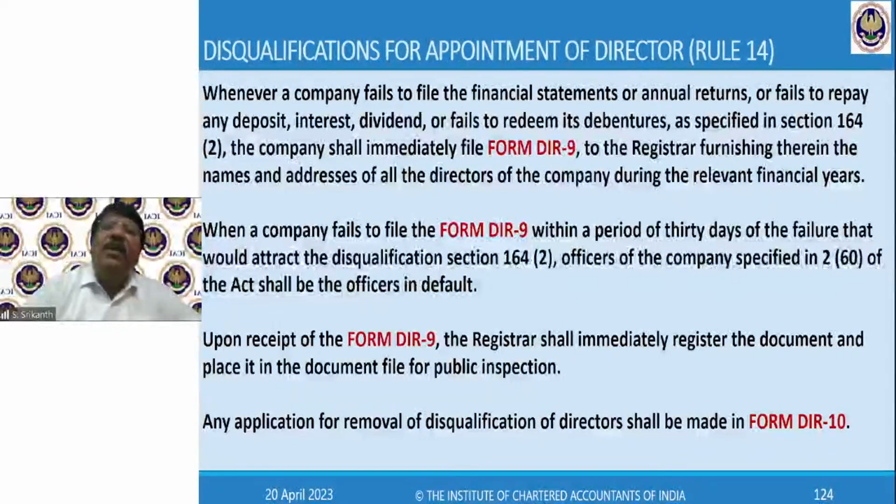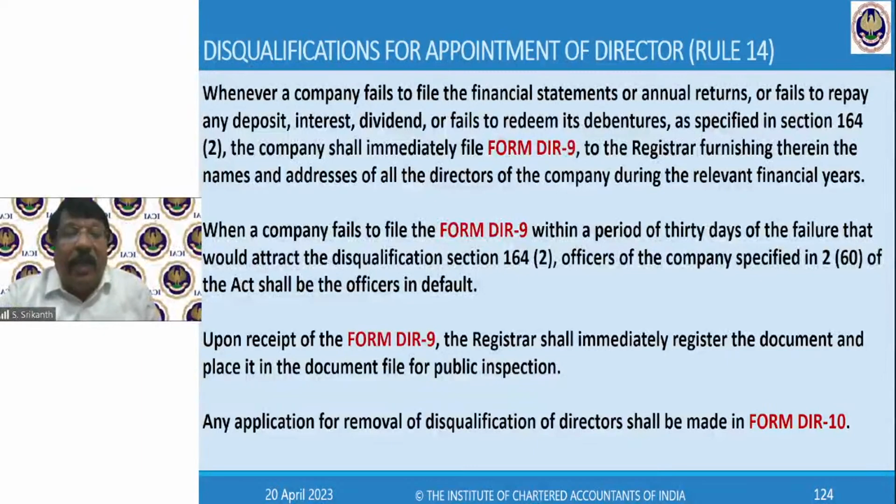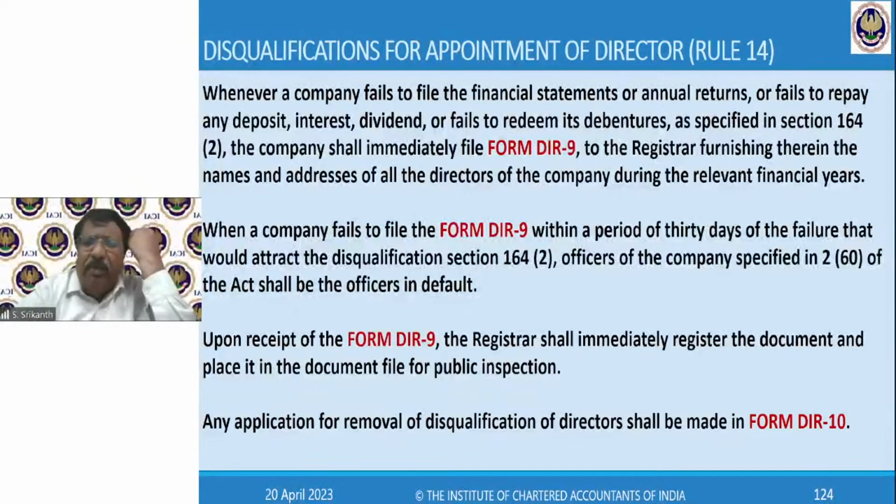So where a company fails to file financial statements or returns, the company shall file Form DIR 9 to the registrar, furnishing therein the names and addresses of the company directors, so that automatically those directors will be noted. Many times, some clients come to me and say, Shrikant, I want to be appointed as a director in one company, but that company secretary is saying my name is shown as removed or not active, inactive like that. So we'll go there and check out.